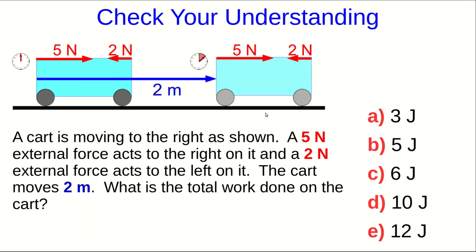Let's check your understanding of how to calculate a work by two forces. So here we have a cart that moves 2 meters, and while it moves, there are two constant external forces acting on it, a 5 Newton force to the right and a 2 Newton force to the left. And find the total work done on this cart.